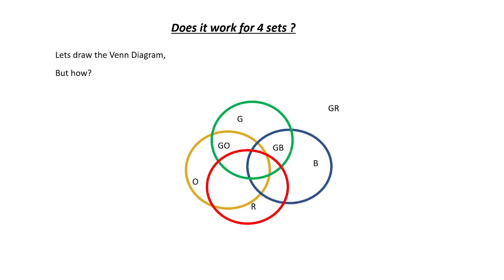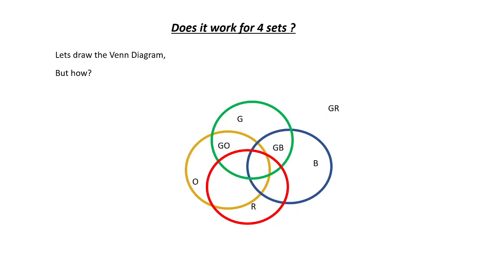Take a look at it. We don't have a green-red area in this diagram, because this area here, which is in green and red, is also in orange. So this area here is green, red, orange. This area here, which is in green and red circles, is green, red, orange, blue, and this area here is green, red, and blue. So we don't have the exclusively green-red area here.